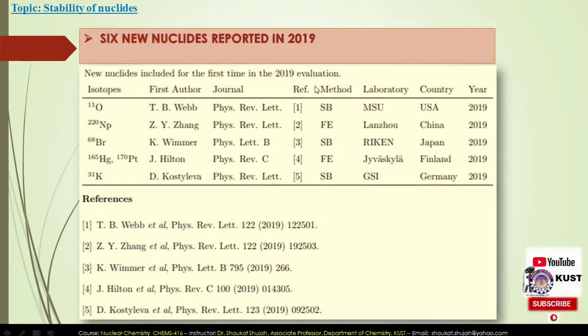In the year 2019, 6 new nuclides were reported, including oxygen 11, neptunium 220, bromine 68, mercury 165, platinum 170, and potassium 31. The data related to these discoveries was published in Physical Review Letters, Physics Letters B, and Physical Review C.